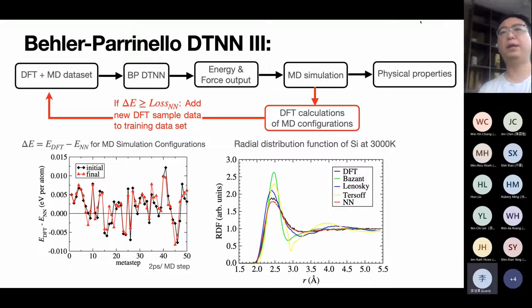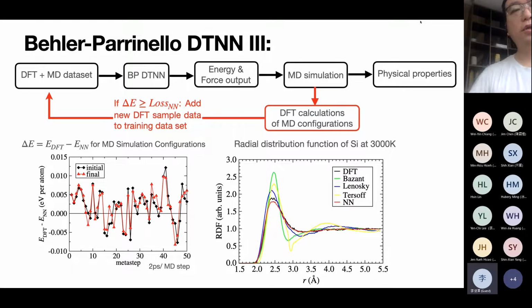So the checking process is you take these new configurations and use DFT to calculate them again. If the DFT calculations of these new configurations give the same or similar energy as the BPDTNN prediction, then that means BPDTNN has learned these configurations well. But if the difference in energy between the DFT calculations of these new MD configurations and the BPDTNN prediction is significant, then BPDTNN has not learned these new configurations well. So we feed these new configurations back into the training data set, and then we repeat the whole process.